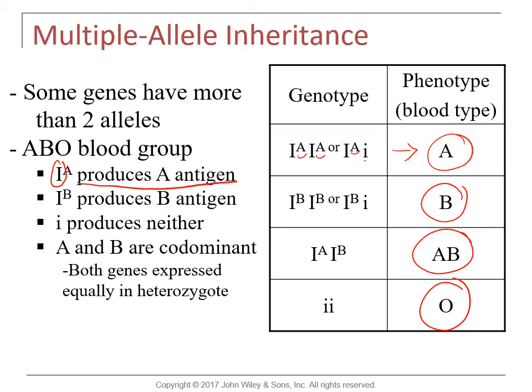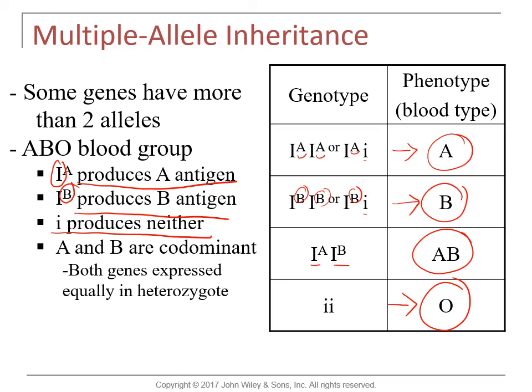Whenever we have the allele I^B, that individual is going to produce the B antigen. So if you have I^B I^B or I^B and little i, the phenotype of the individual is going to be blood type B. And then allele little i produces neither A nor B, so the person's phenotype is going to be blood type O.